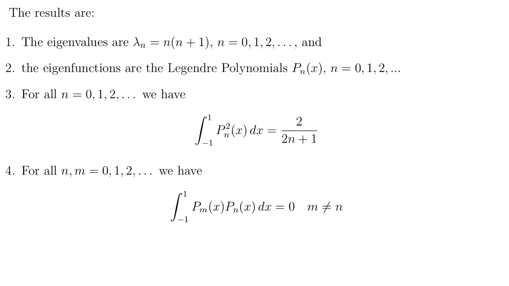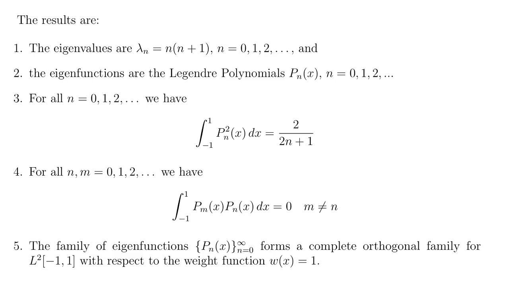And we know, in fact, from the singular Sturm-Liouville theorem that the Legendre polynomials are orthogonal when m is not equal to n, in other words, for distinct eigenvalues. And finally, the family of eigenfunctions, the Legendre polynomials, forms a complete orthogonal family for the space L2 on minus 1 to 1 with respect to the weight function w of x equals 1. These are the facts you should know and keep in mind as we apply our work in Chapter 6.